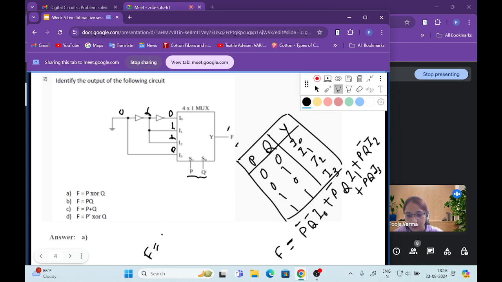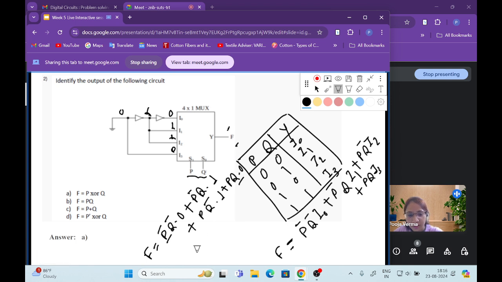F is equal to P dash Q dash into 0. What is the value of I0? I0 is 0, right? Plus P dash Q, I1 is 1, plus P Q dash, I2 is also 1. So we are writing here 1. Then P Q, I3 is 0. So 0.